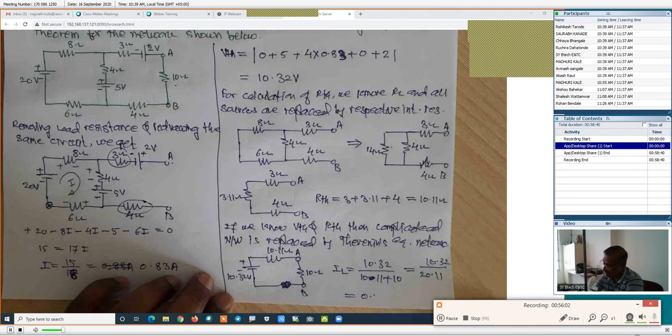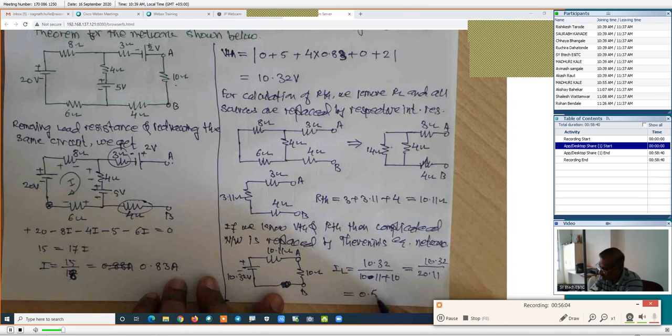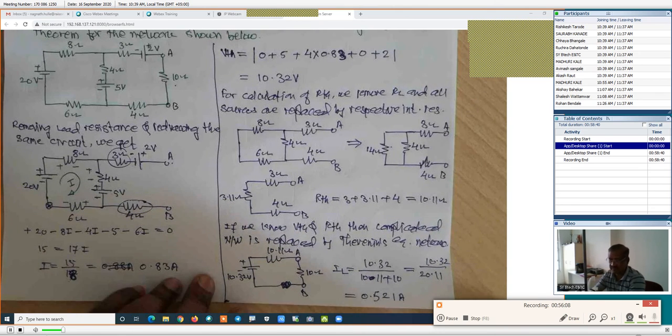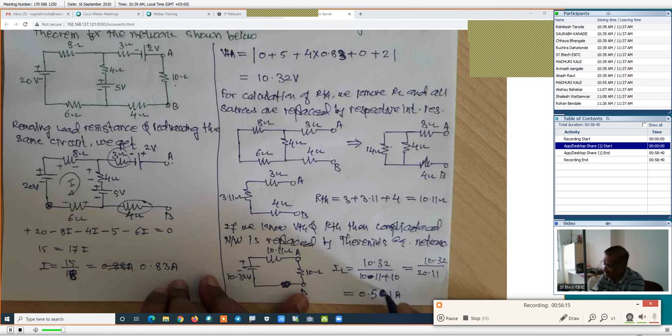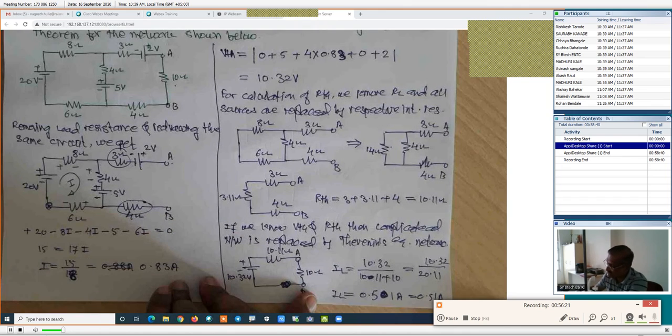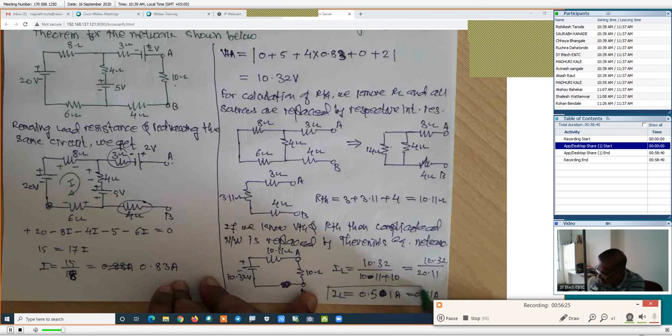0.51. 0.51 amperes. Is it right? 0.51 amperes is the current flowing through the load resistance. And this is by using this theorem. That is Thevenin's theorem.